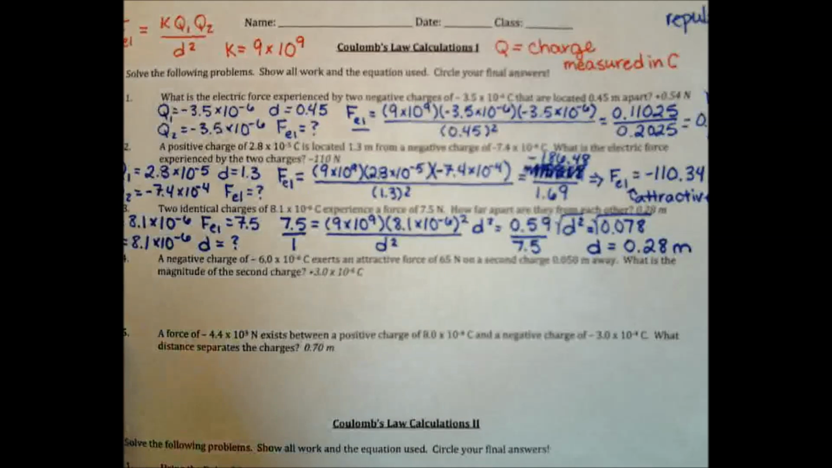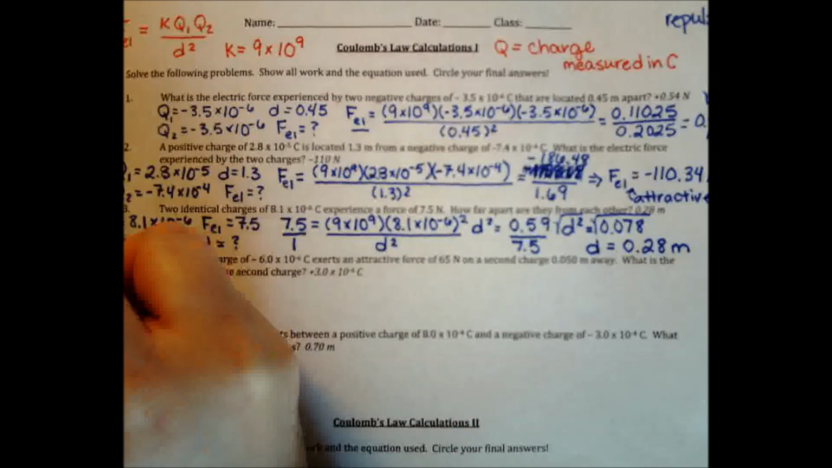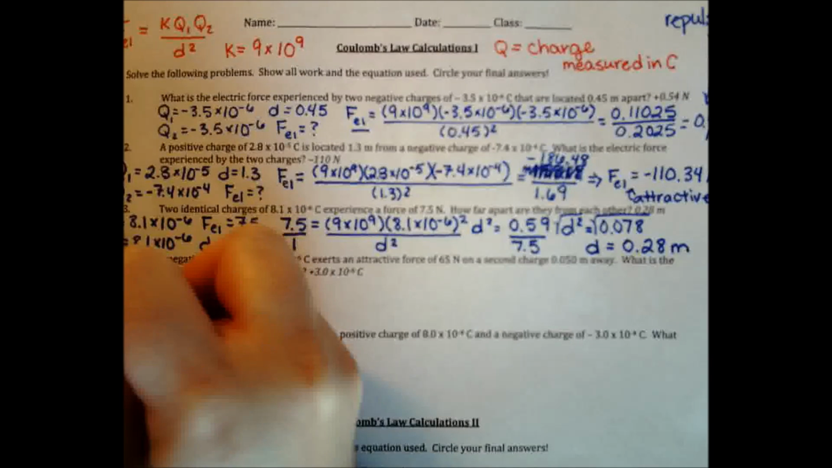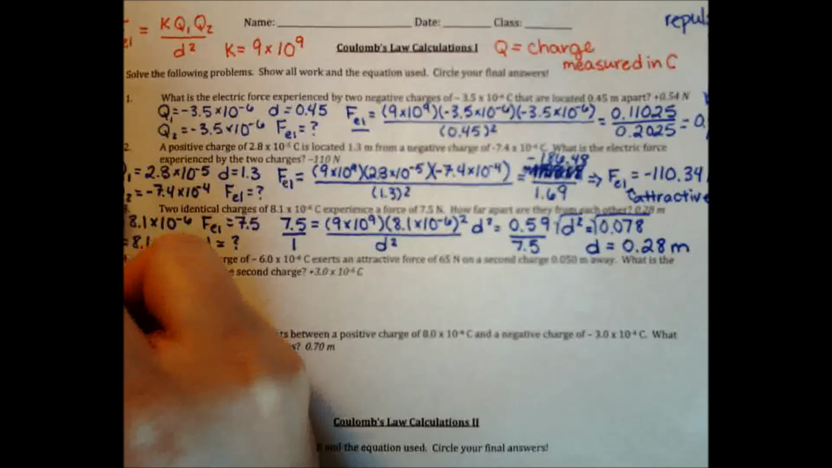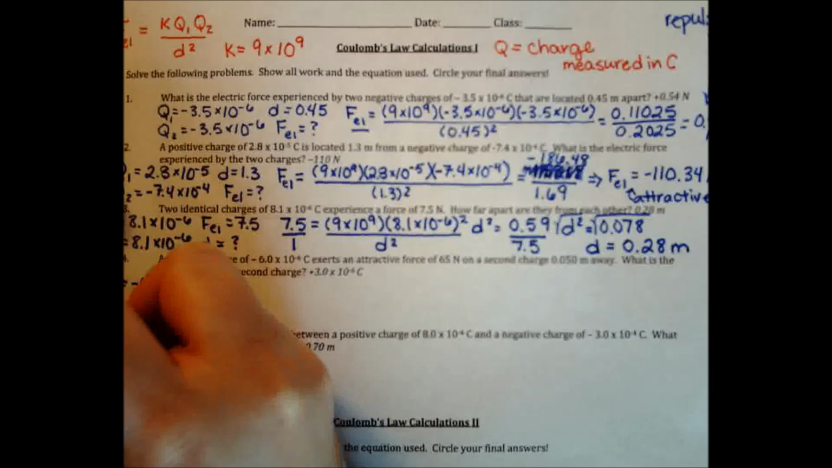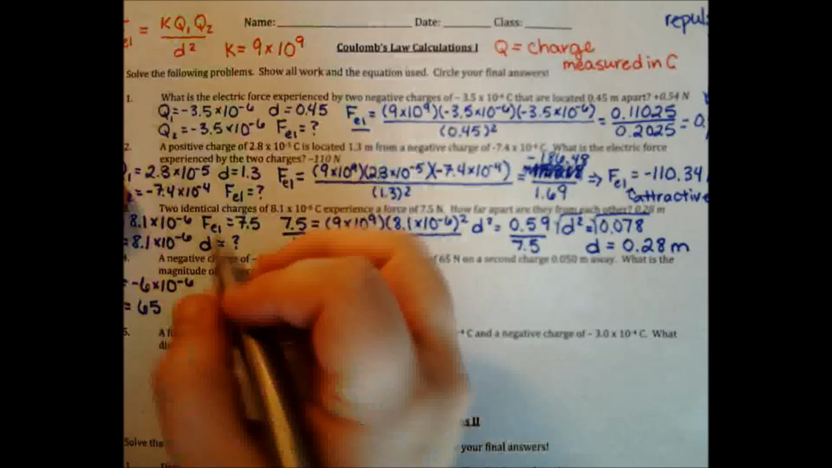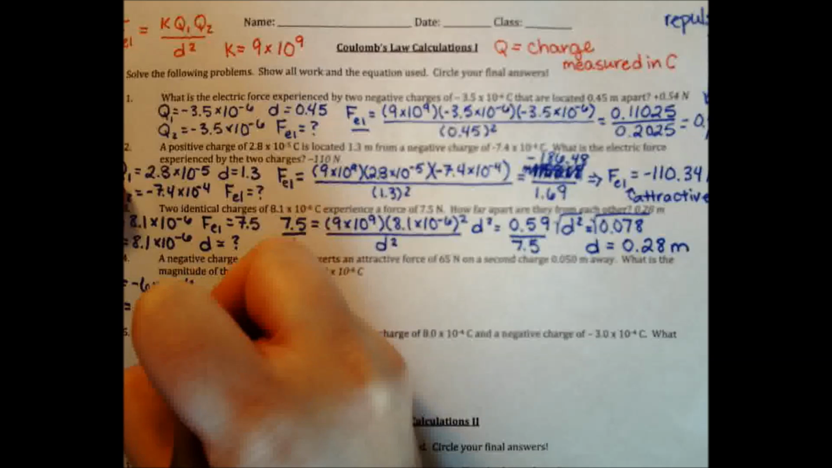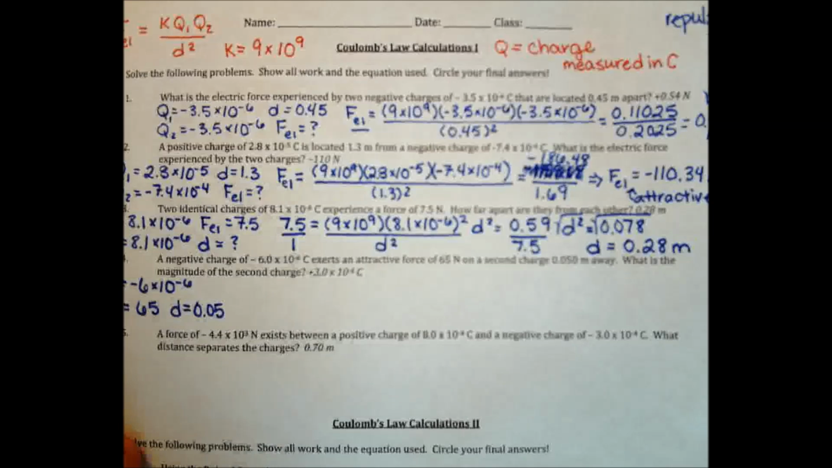Alright, number 4. Almost halfway there. A negative charge of 6 times 10 to the negative 6 exerts an attractive force of 65 newtons on a second charge that is 0.05 meters away. What is the magnitude of the second charge?